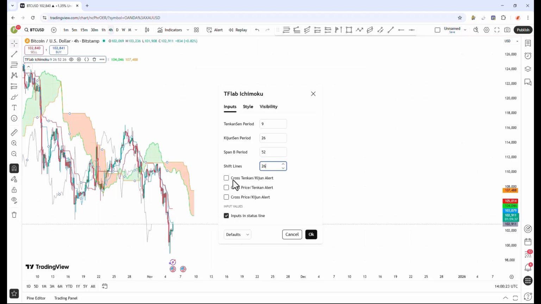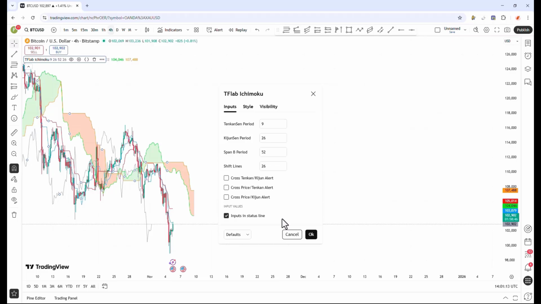In the next section, we can set up alerts for different line crosses along with trading signals. The first input is for a cross between the Tenkan Sen and Kijun Sen lines, and by enabling this, signals for the crossing of these two lines will be displayed and alerts will be issued. In the next parameter, we can enable or disable alerts for when the price crosses the Tenkan Sen line. In the next parameter, we can also enable or disable alerts for when the price crosses the Kijun Sen line, which will display its signals on the chart and issue trading alerts.